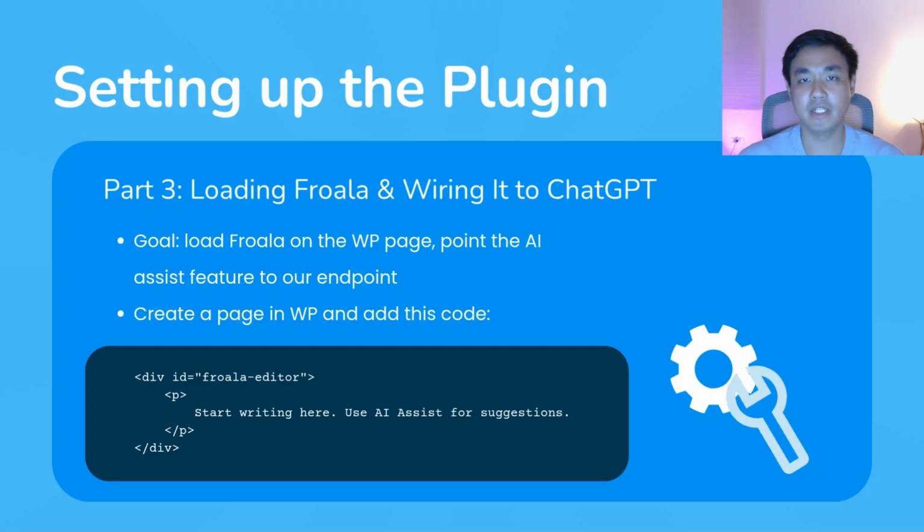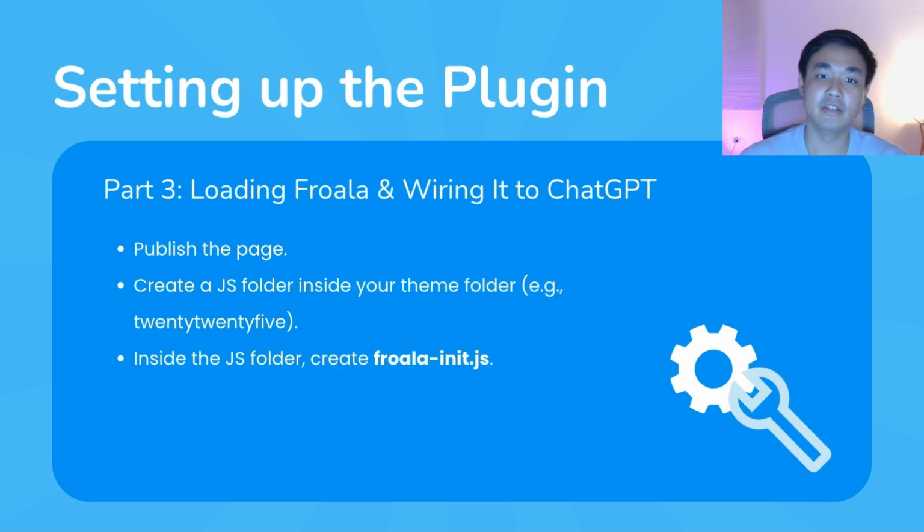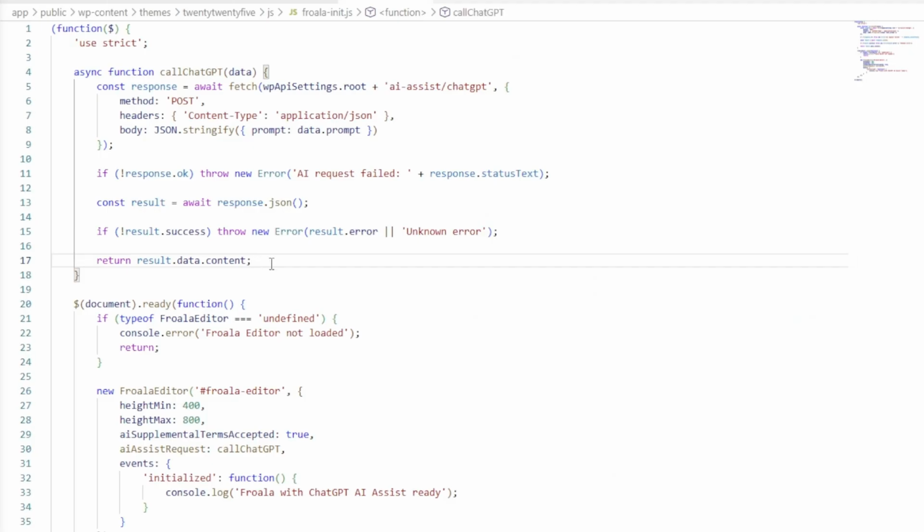Now we need to load Froala on a WordPress page and point its AI Assist feature at our new endpoint. First, create a page in WordPress. And in the code editor view, add this. Publish it, then, inside your theme folder, create a JS folder, and inside it, a file called froala-init.js. This is the glue between Froala and your WordPress endpoint. The critical line here is the AI Assist request call ChatGPT. This tells Froala to use our function and our secure WordPress endpoint whenever a user triggers AI Assist. That's the entire wiring in one line.